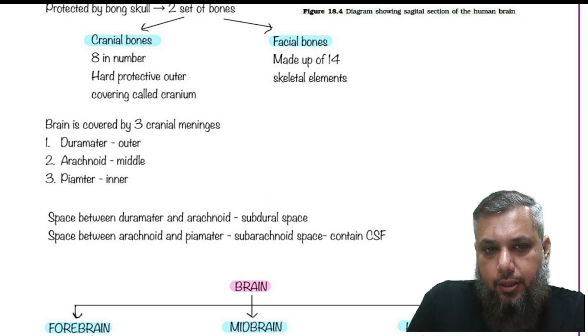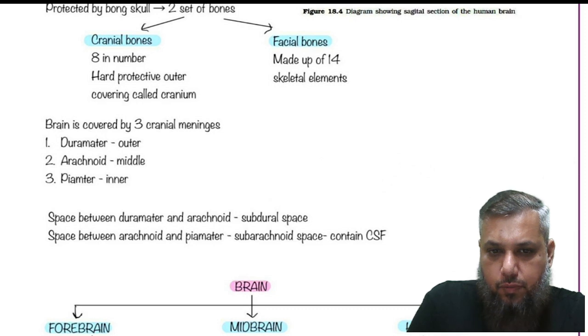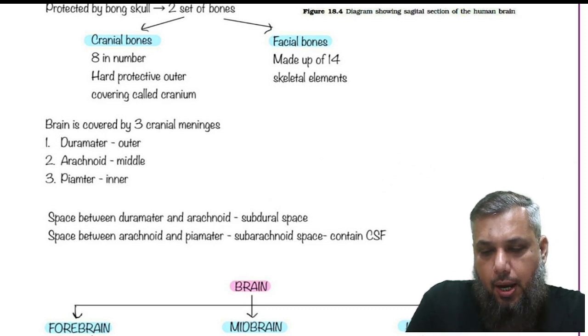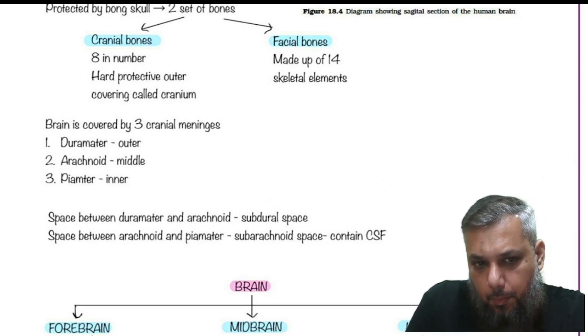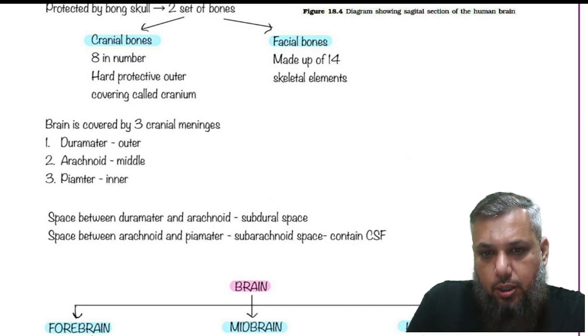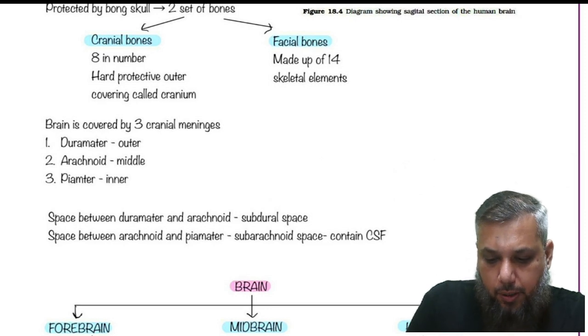Out of which the dura mater is made up of fibrous connective tissue, the arachnoid mater is made up of reticular connective tissue, and the pia mater, the innermost one, is the thin and delicate one. It is made up of blood capillaries. Below the dura mater and above the arachnoid mater is a subdural space, which is filled with a serous fluid, and the space between the arachnoid and the pia mater, that is the subarachnoid space, is filled with the cerebrospinal fluid.